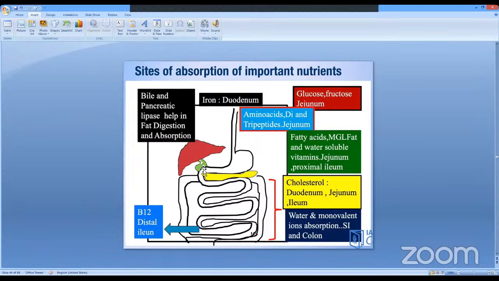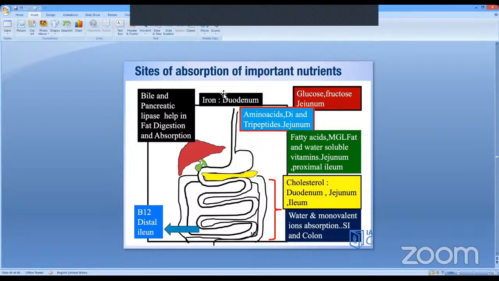Suppose the liver, pancreas and biliary system is affected, there will be disturbance of fat digestion and absorption. If the distal part of the ileum is affected, that may be because of TB, bacterial overgrowth, or surgery, there will be definite disturbance of B12 absorption, that is B12 malabsorption. If the duodenum is affected because of celiac disease and some other diseases, I am coming into detail regarding this, iron will not be absorbed. So iron malabsorption.